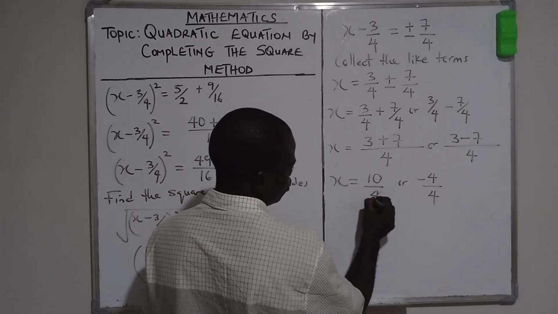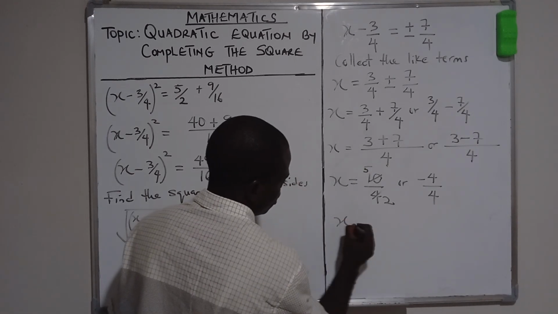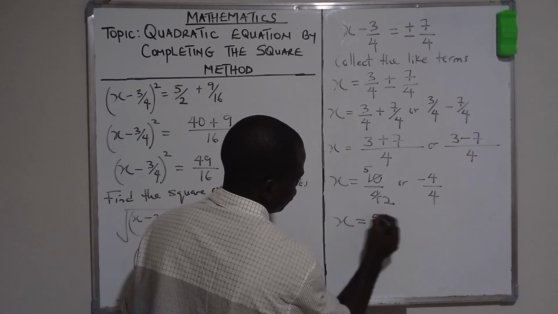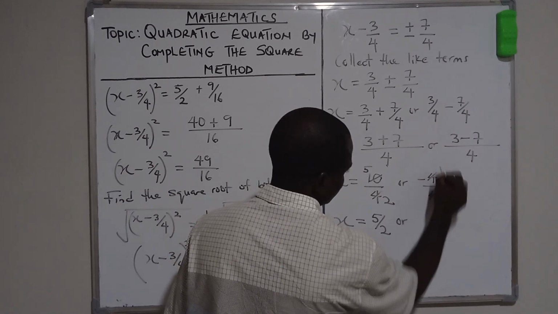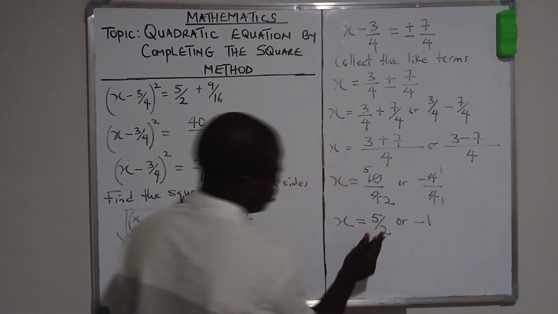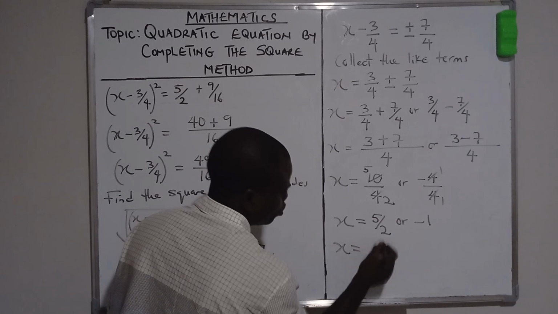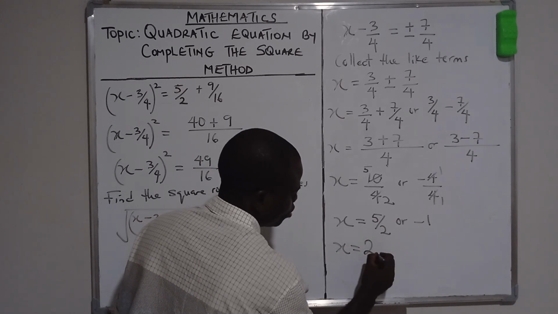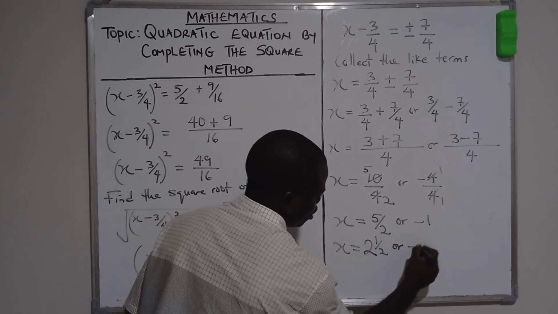Now let's try to divide this. 2 in 4, 2; 2 in 10, 5. x equals 5 over 2, or 4 divided by 4 is 1, so minus 1. Let's turn this into a mixed fraction. x equals 2 goes in 5, 2 times, remainder 1, so 2 and 1 over 2, or minus 1.